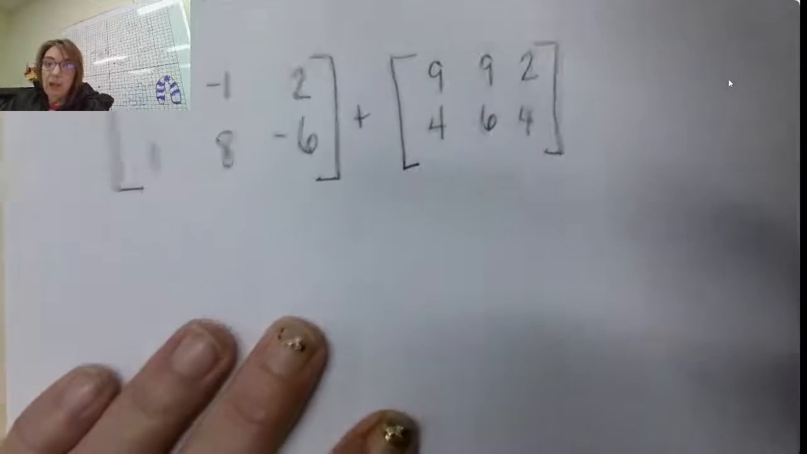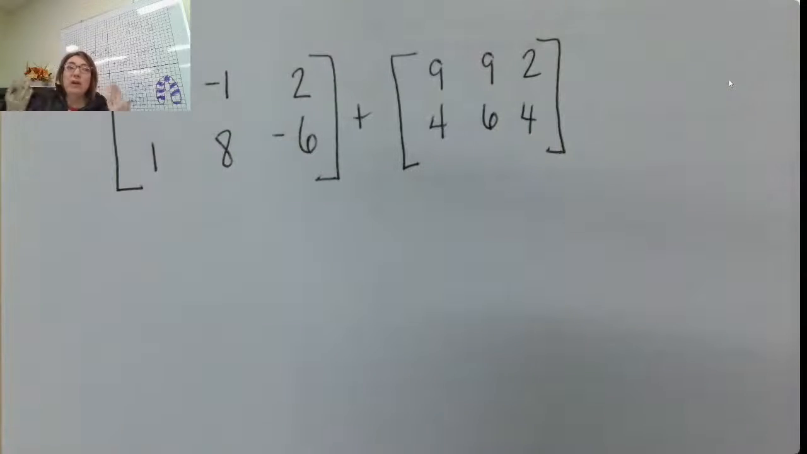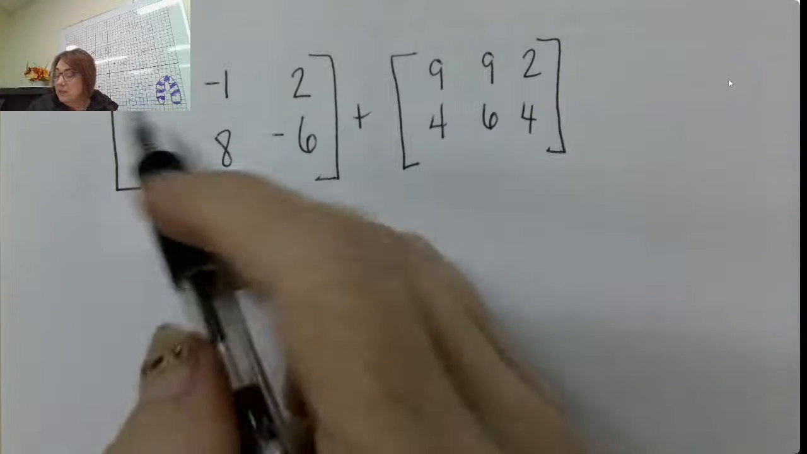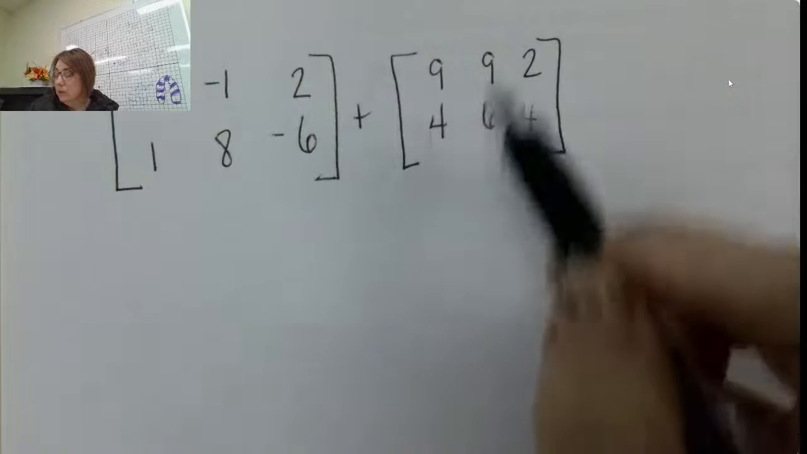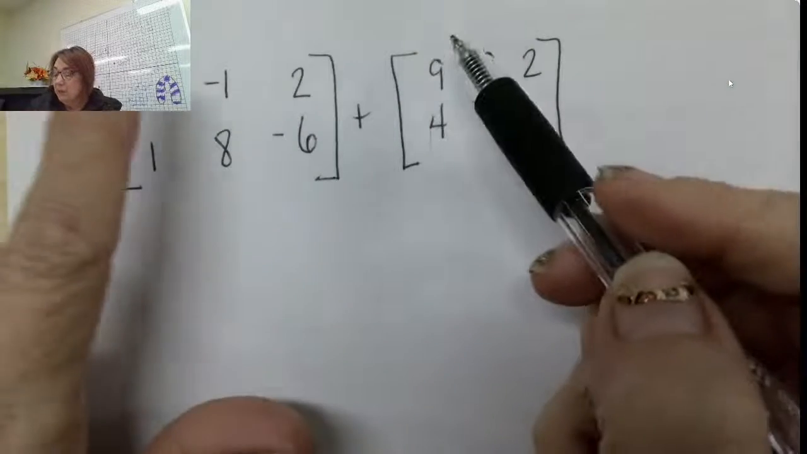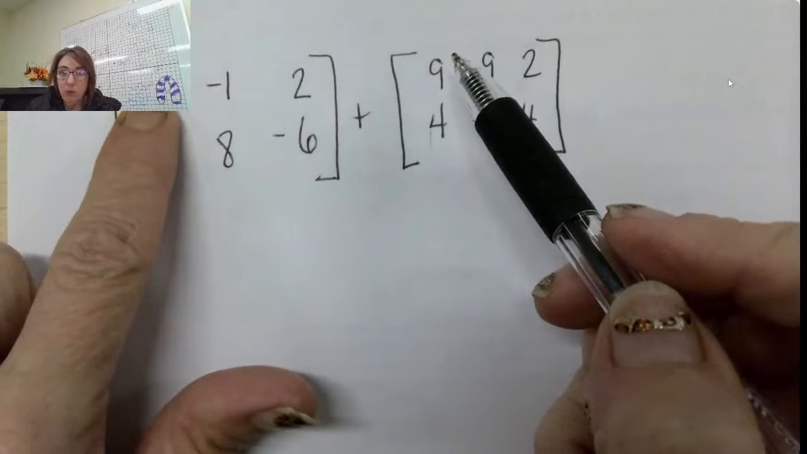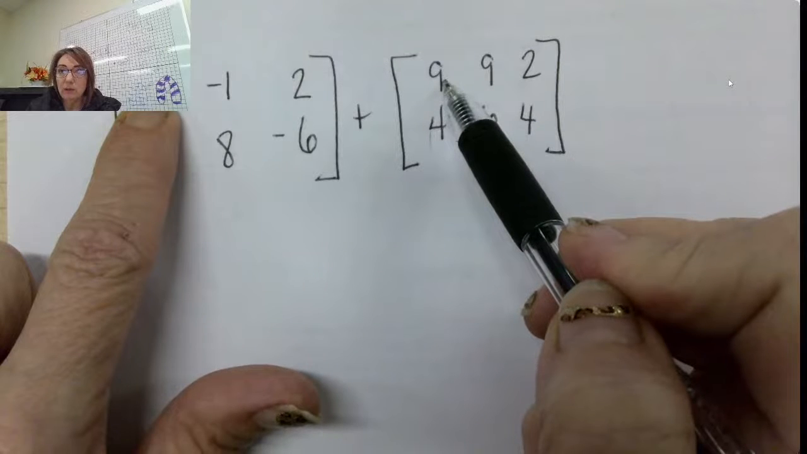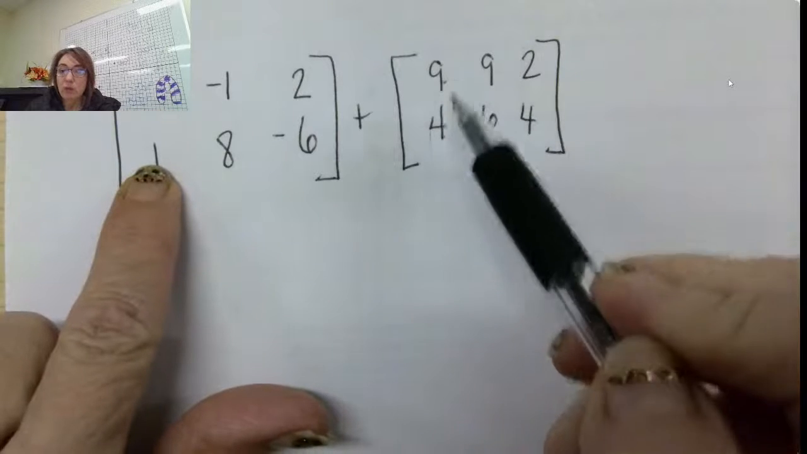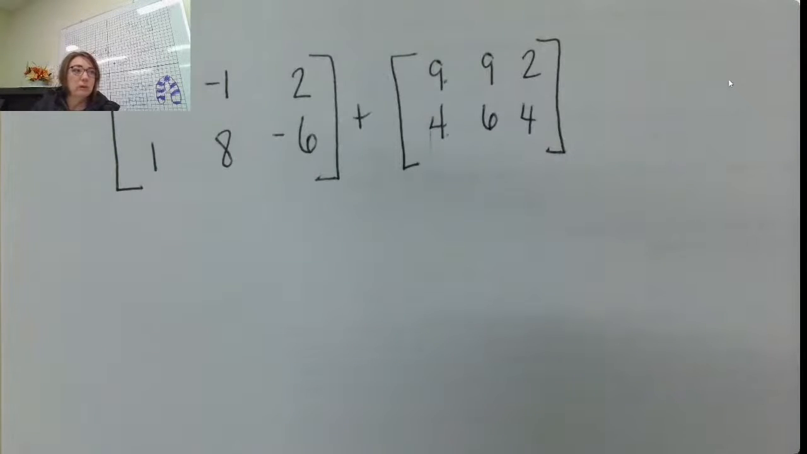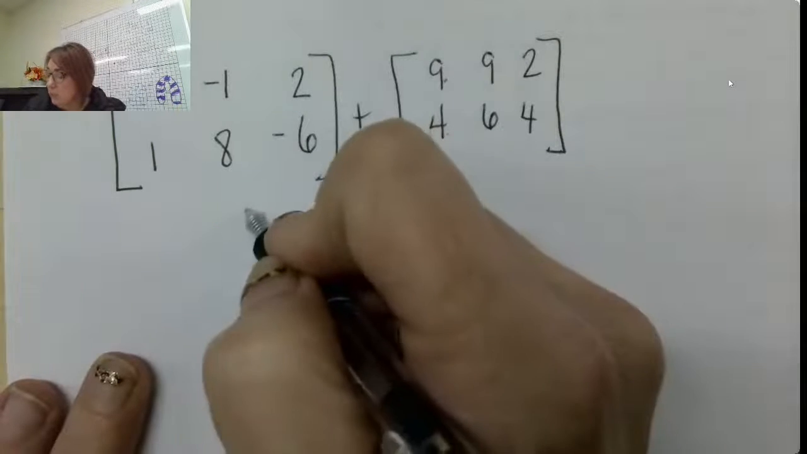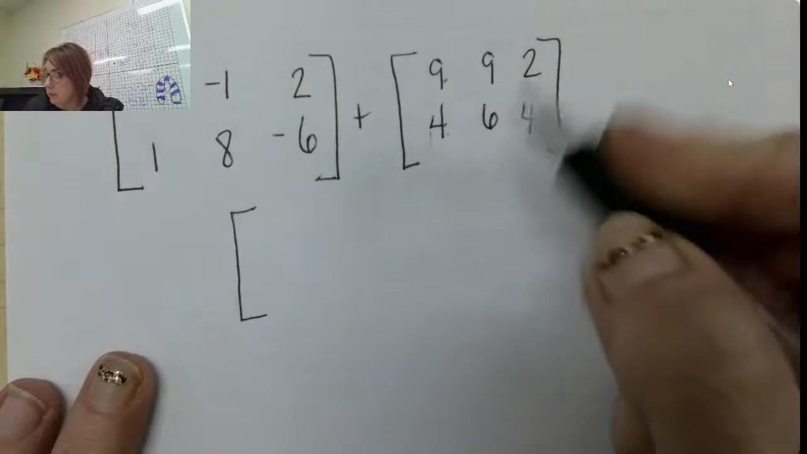Okay, so can you add these together? Yes, they're both 2x3s, right? This has 2 rows, 3 columns. This has 2 rows, 3 columns. So you would just add row 1, column 1 to row 1, column 1. Row 2, column 1 to row 2, column 1. Just like we did on the smaller ones, they're just a little bit bigger. That's the only difference.